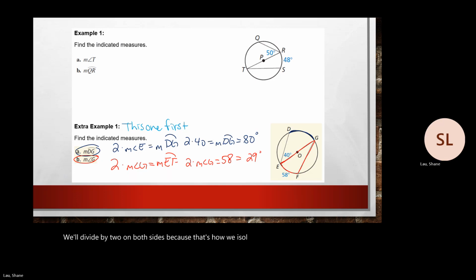Just like that. Go ahead and take some time to see if you can solve example 1, and then come on back. I'll show you how to do part A, measurement of angle T.